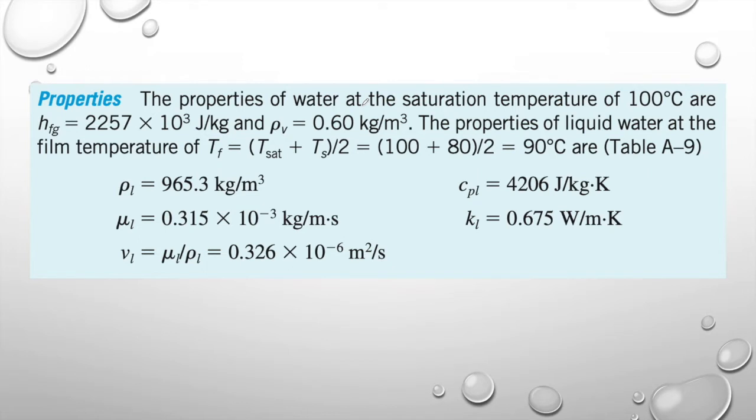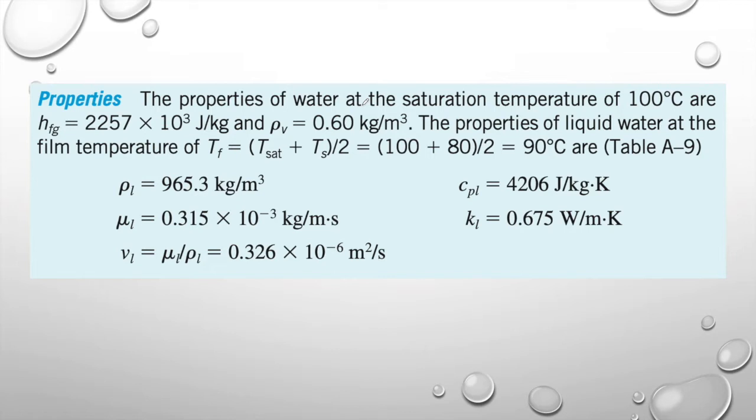Then we have to refer to table A9. T saturation is at 100 degrees Celsius, and T surface is at 80 degrees Celsius, and divided by 2 we get 90 degrees Celsius. Refer to table A9 for the properties of rho liquid, mu liquid, v liquid, Cp liquid, and k liquid.